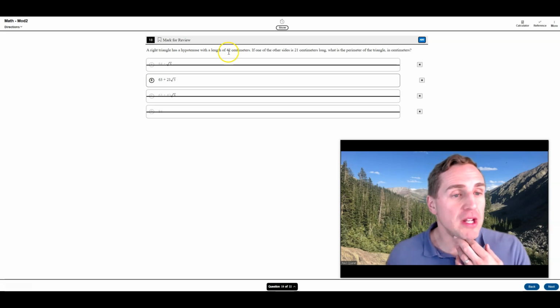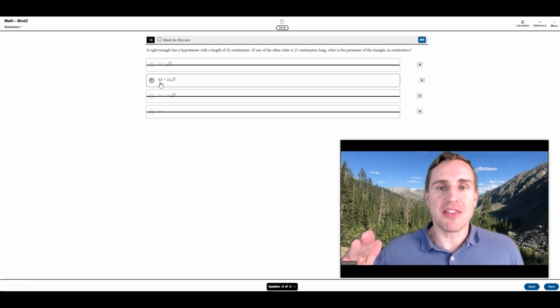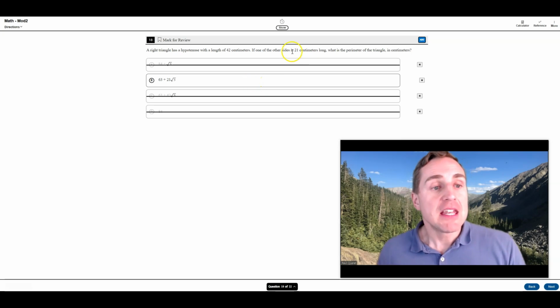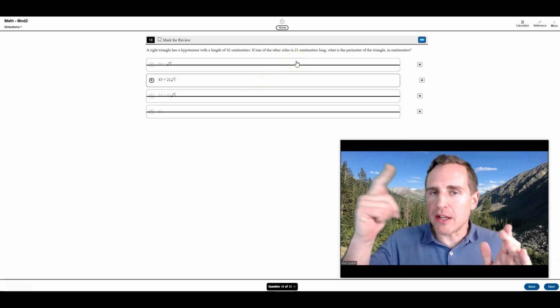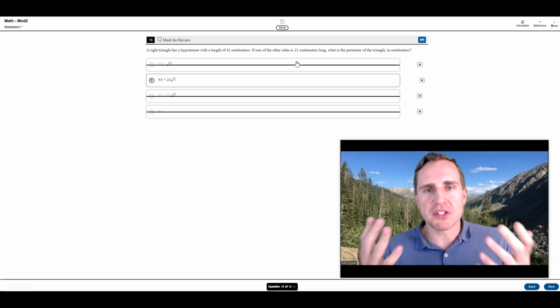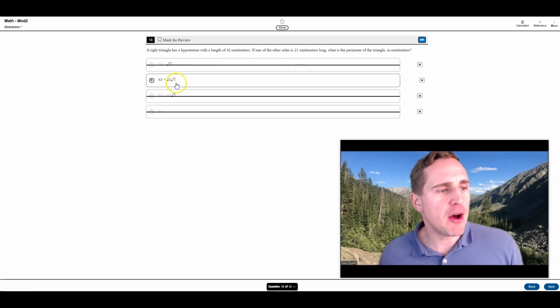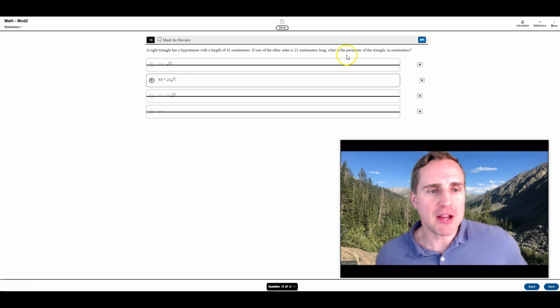But if I go 42 plus 21, that's 63. That's the length of the hypotenuse and the short leg added together, and then plus 21 square root of 3. Okay? Now, by the way, if you didn't necessarily recognize right away that it was one of the special right triangles, the 30, 60, 90 right triangle, you could have found this side using the Pythagorean theorem.